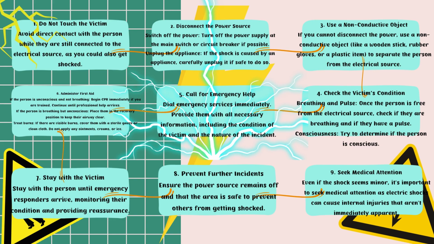Use a non-conductive object. If you cannot disconnect the power, use a non-conductive object like a wooden stick, rubber gloves, or a plastic item to separate the person from the source. Call for emergency help. Dial emergency services immediately. Provide them with all necessary information, including the condition of the victim. Stay with the victim. Stay with the person until emergency responders arrive, monitoring their condition and providing support.